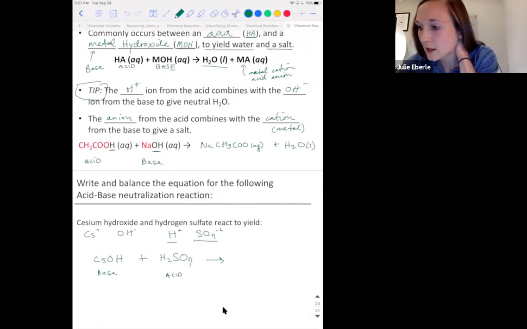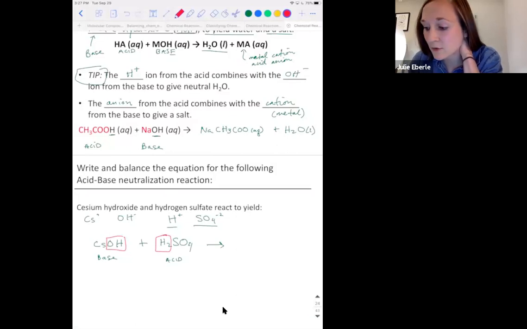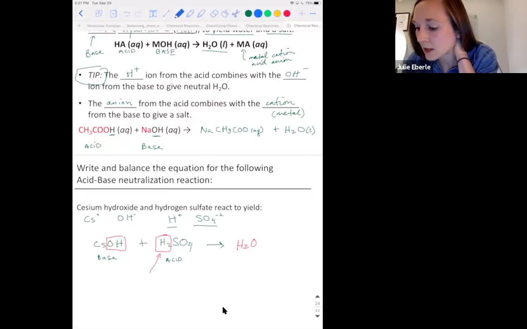So we're going to have the OH part from the base and the hydrogen part from the acid combine. Now again, don't worry about the fact that you have 2 hydrogens here. Just write water. You know how to write the formula for water. Okay, these are going to come together and give you water. We'll balance it at the end. And then the other part is we're going to have cesium and we're going to have sulfate. Cesium is a +1 cation. Sulfate is a -2. Okay, we wrote those up here. So we're going to need 2 cesiums.